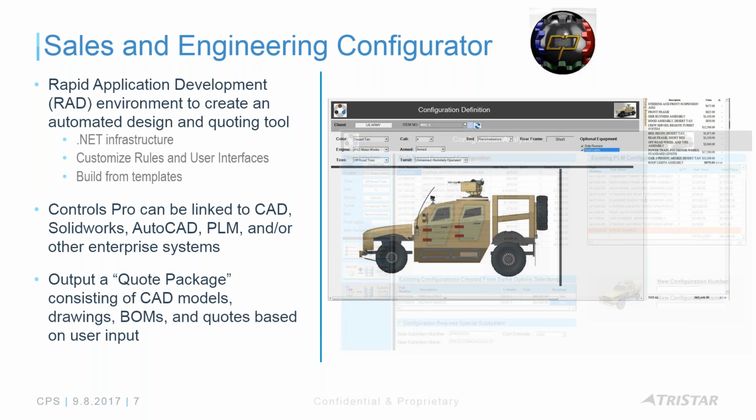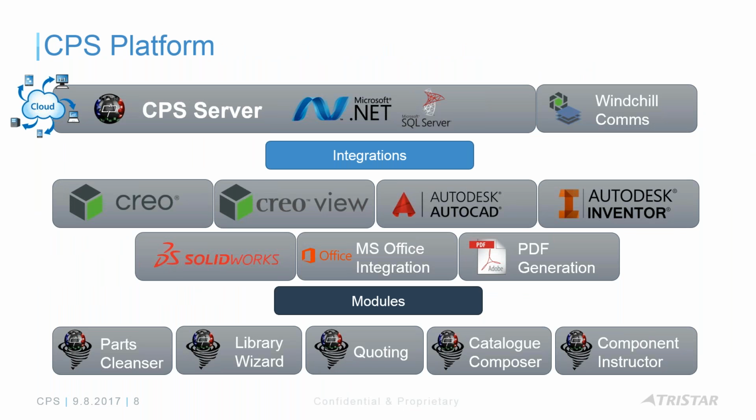But then once the configuration is built, with a simple click of a button or several buttons and choices, you can generate a quote package, and you can automatically generate your CAD models, your structure inside of PLM, your costing information out of ERP, and ultimately push that out to ERP, and then bundle it all together into a complete package. So here's a couple of screenshots. We'll get into these as well in the live demo.